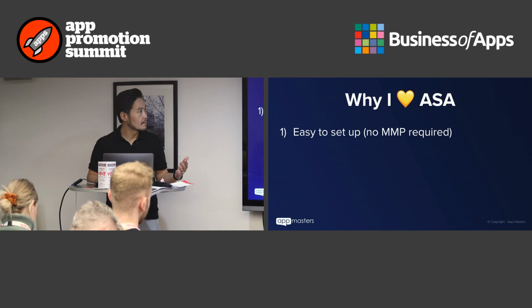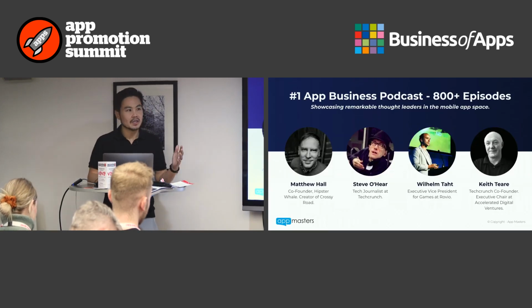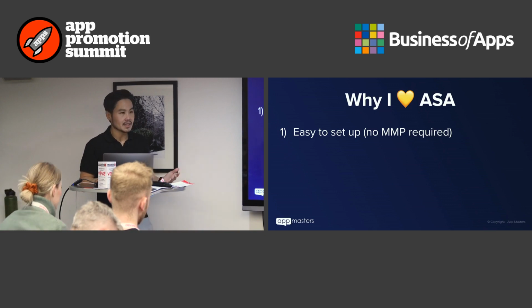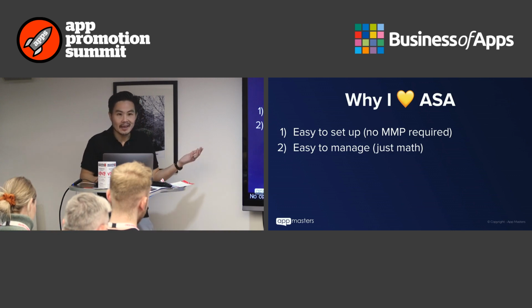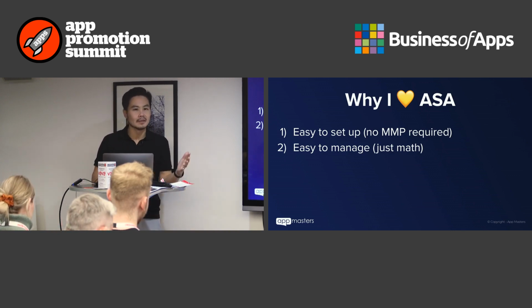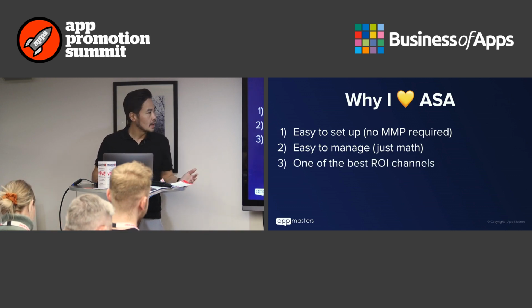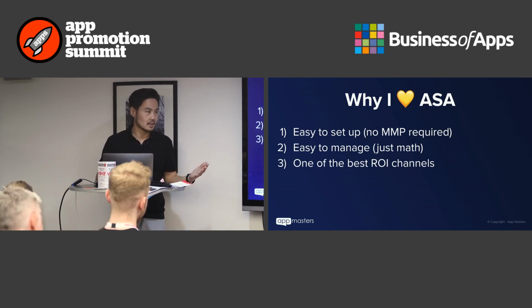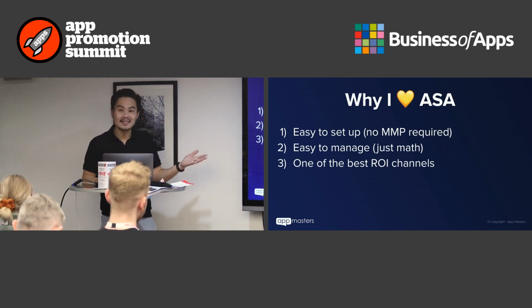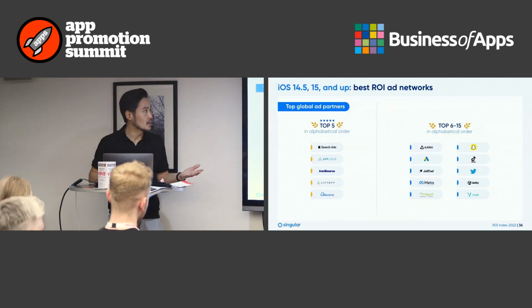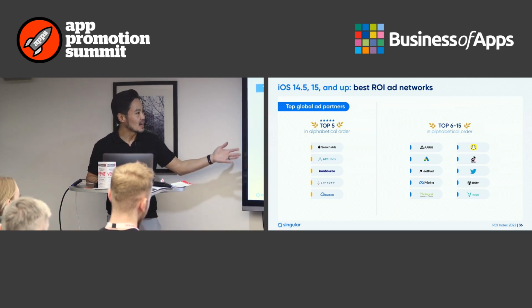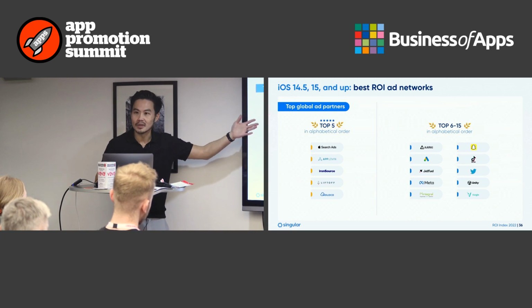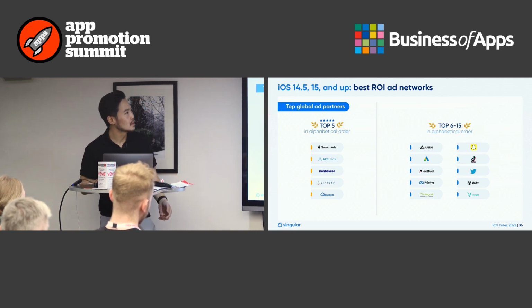All right. Emery covered this, and I don't know if you guys went to this session, but here's why I love ASA. Easy to set up. No MMP required. Apple is just kind of telling you what is happening anyways. Easy to manage. It's just math, and I'll break it down in the simplest math problems possible. And then it's one of the best ROI channels from my experience. Now, obviously, every app is different, so take this as a guideline. But it has been pretty consistent across the board. And then I'm going to point to the same slide that Emery had about Singular, too. So one of the top. It's alphabetical, okay? It's not like search ads is number one, it's alphabetical. Cool, let's get to it.